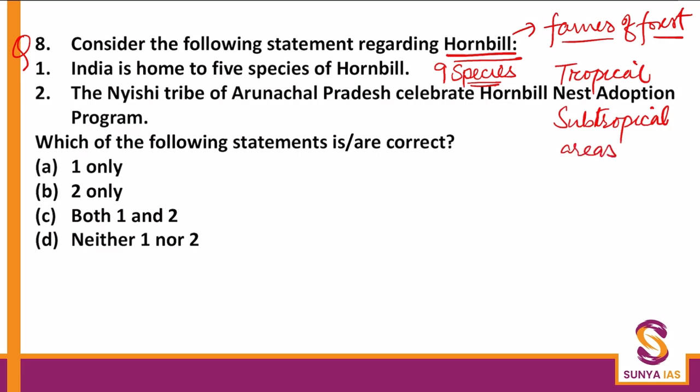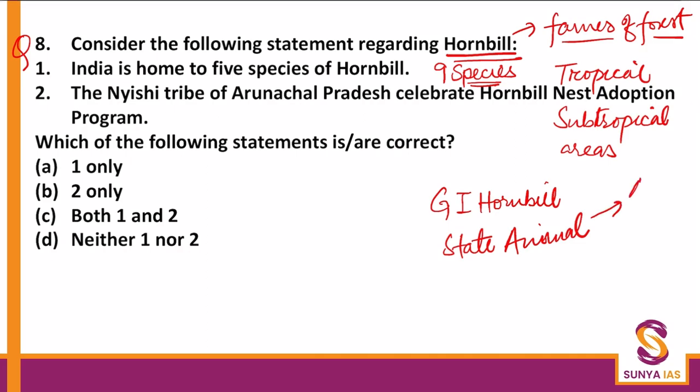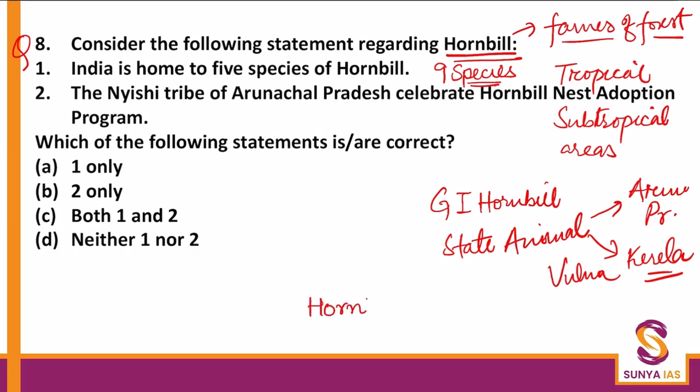Africa, Asia, okay. Great Indian Hornbill is the state animal of Arunachal Pradesh as well as Kerala. Okay, the Great Indian Hornbill's status is vulnerable. And the Hornbill Festival. Class, try to understand, there is a festival called the Hornbill Festival. Recently, it was celebrated in Nagaland.